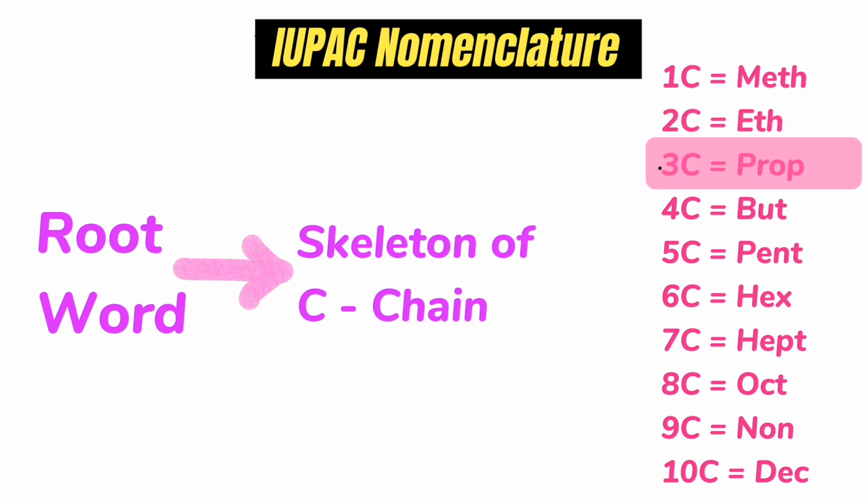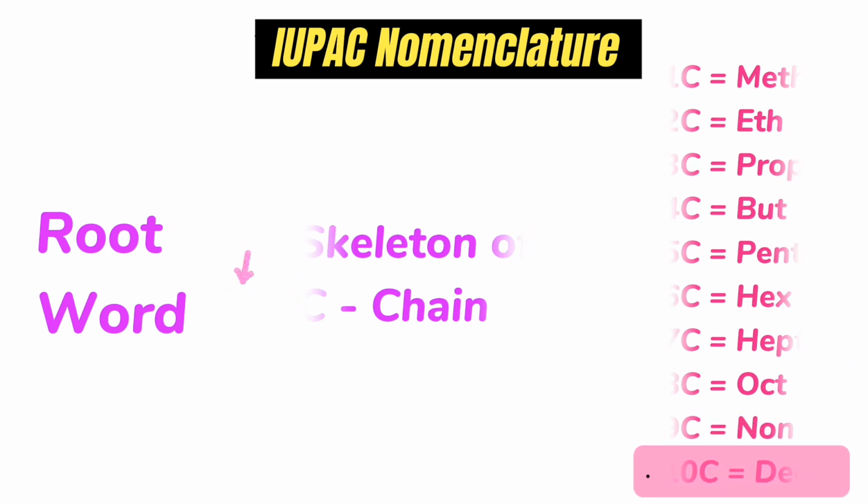For three carbons, the root word is prop. For four carbons, the root word is but. For five carbons, pent. For six carbons, hex. For seven carbons, hep. For eight carbons, oct. For 9 carbons, non, and for 10 carbons, dec.